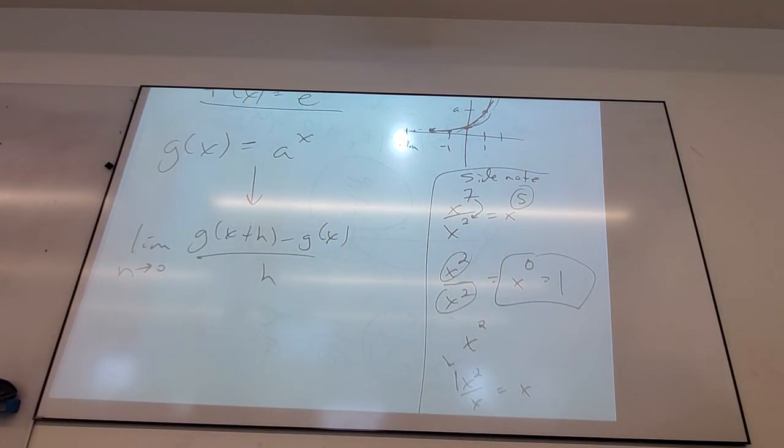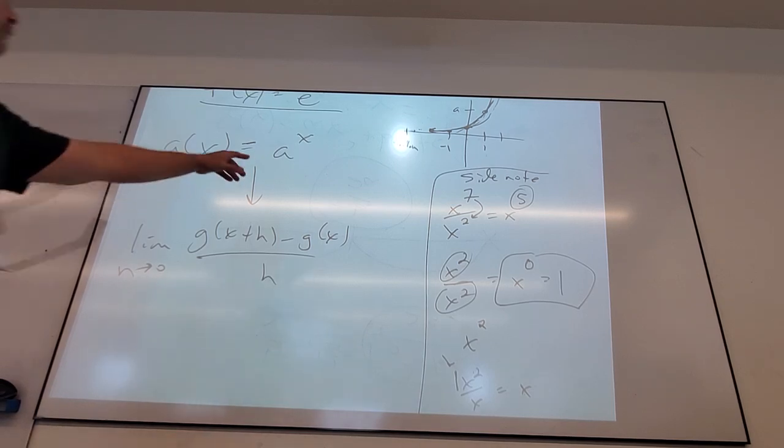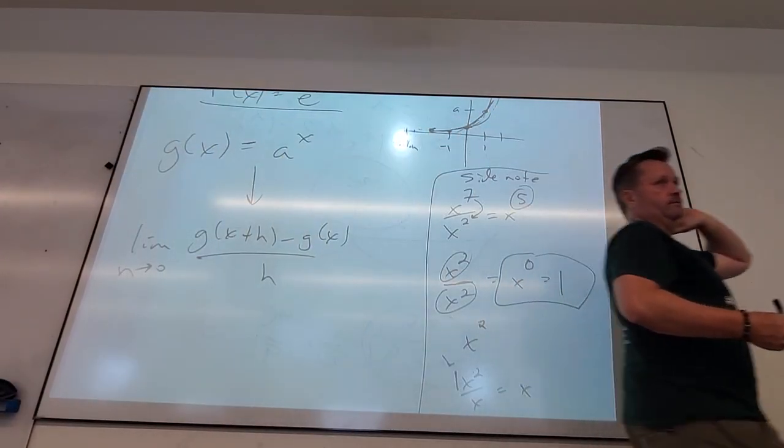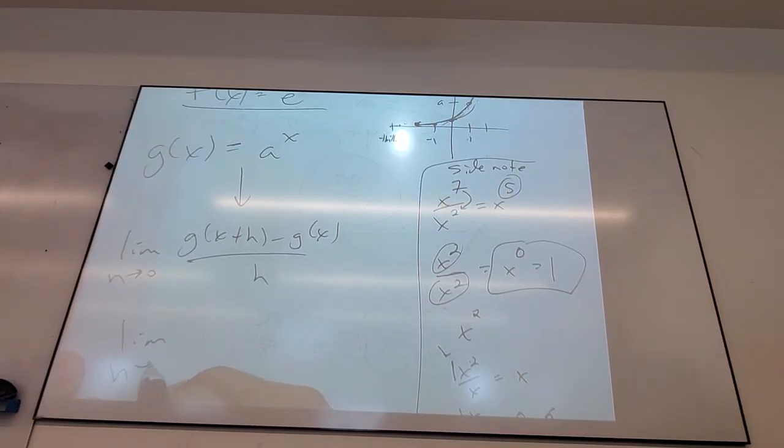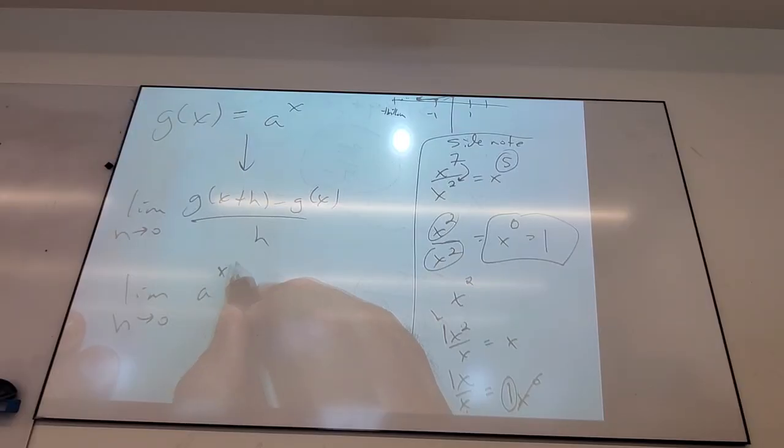It might show up on the final. But you're going to see this because that's the only tool we have to find the derivative. And that's a function we haven't found anything about yet. Okay, so let's see, what does this look like officially? It would be a to the x plus h minus a to the x, all over h.